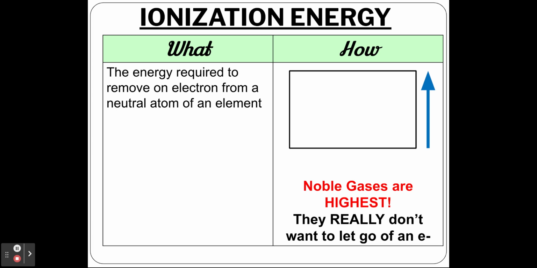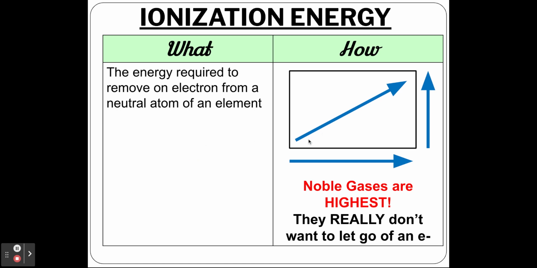Okay, so the ionization energy we see increases as you go up a group, and it increases as you go to the right of the period. The noble gases are the highest in ionization energy. The reason is because they're stable. They're the most stable elements. They don't want to get rid of electrons because of their stability.